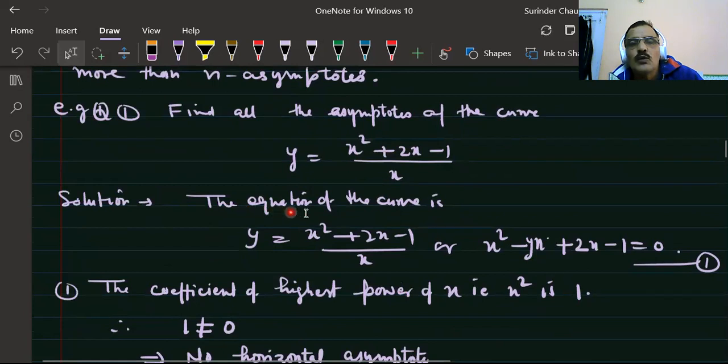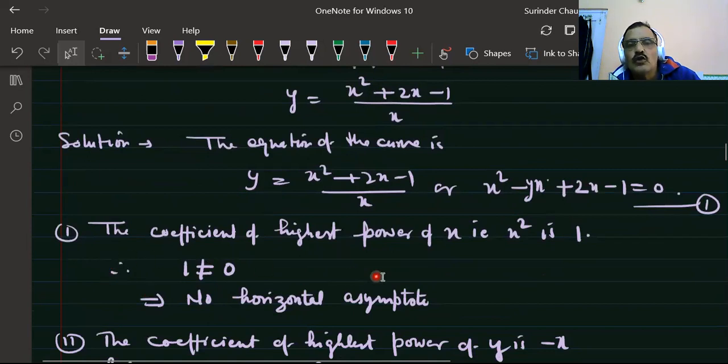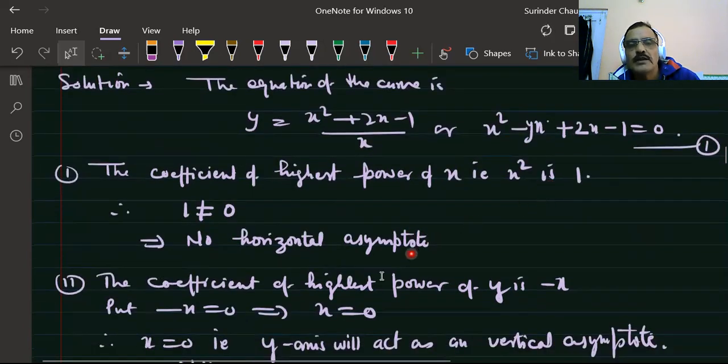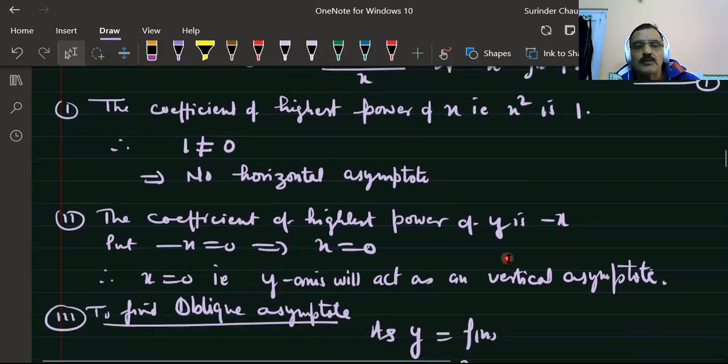Now, the equation of the curve is y is equal to this; simplify it. In order to find the horizontal asymptote, put the coefficient of the highest power of x equal to 0. The highest power is x square, whose coefficient is 1. 1 can't be 0, so there is no horizontal asymptote. Similarly, put the coefficient of the highest power of y, that is x, equal to 0: x equal to 0 will act as a vertical asymptote.